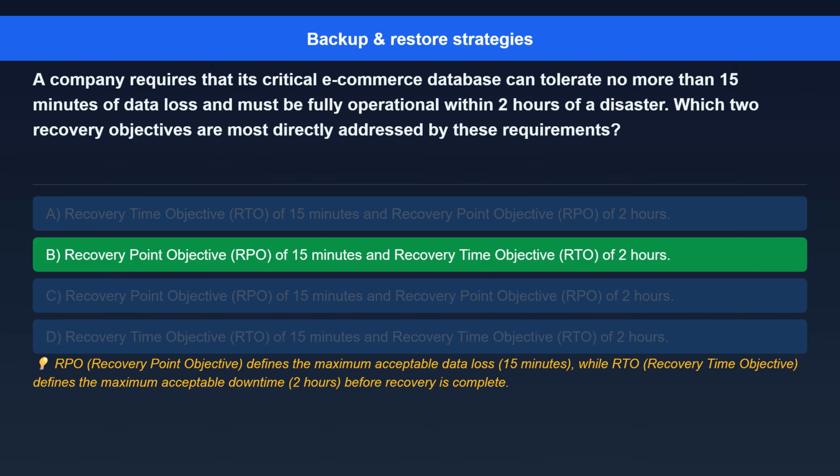The correct answer is recovery point objective (RPO) of 15 minutes and recovery time objective (RTO) of 2 hours. Here's the explanation. RPO, recovery point objective, defines the maximum acceptable data loss, 15 minutes, while RTO, recovery time objective, defines the maximum acceptable downtime, 2 hours, before recovery is complete.